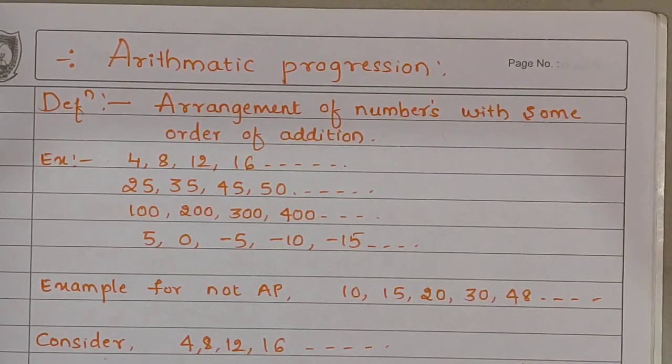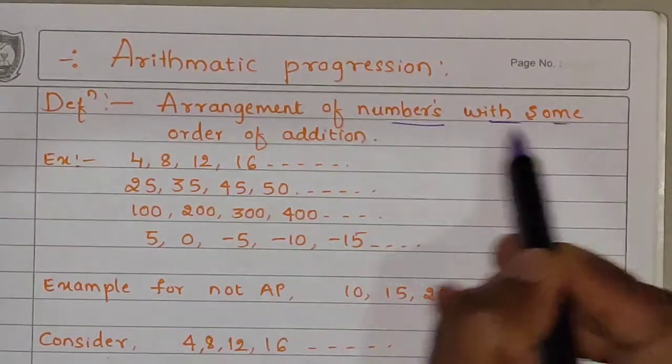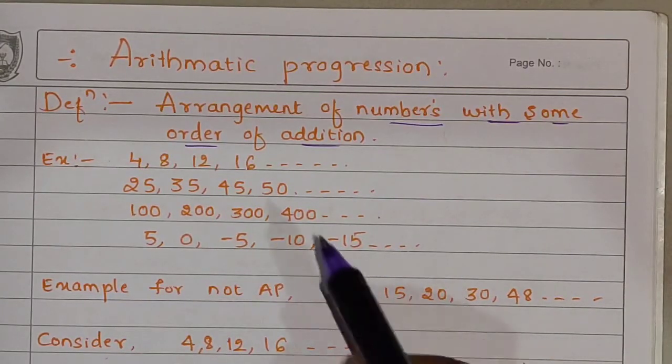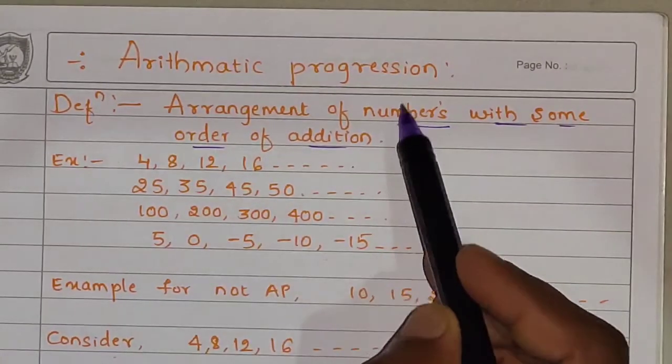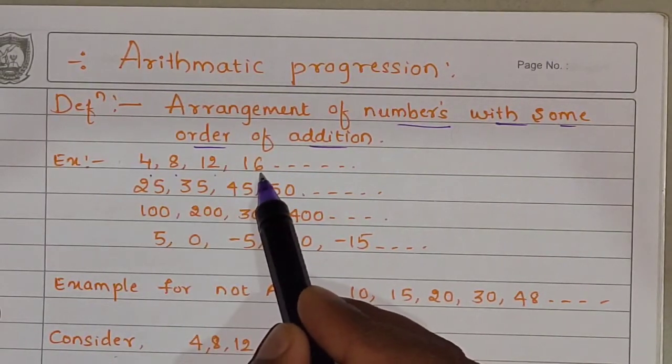Let's start arithmetic progression. The meaning of arithmetic progression is an arrangement of numbers with some order of addition. The numbers which are arranged according to some order are called an arithmetic progression. Example, I have taken 4, 8, 12 and 16.